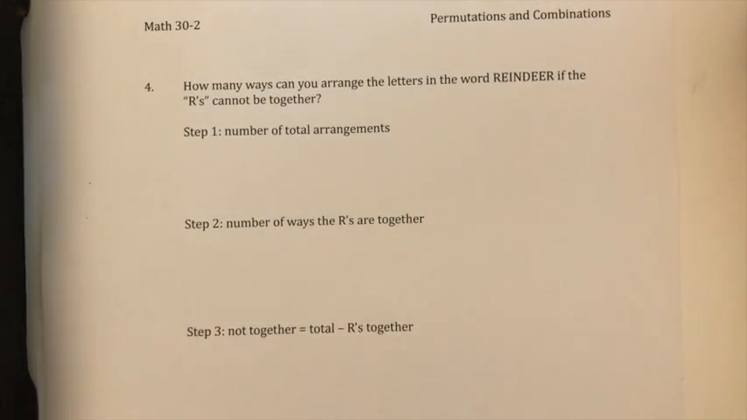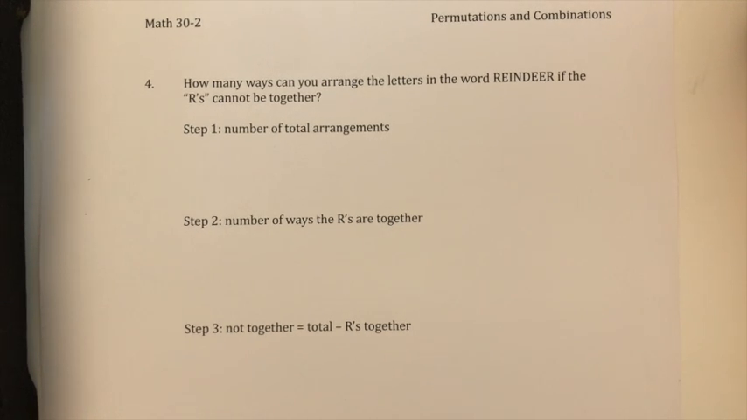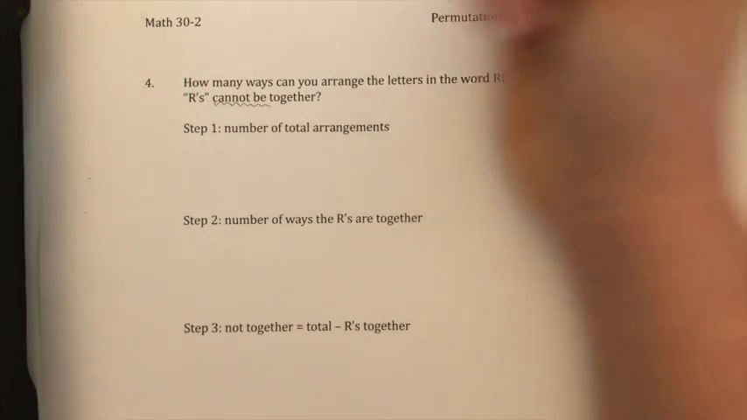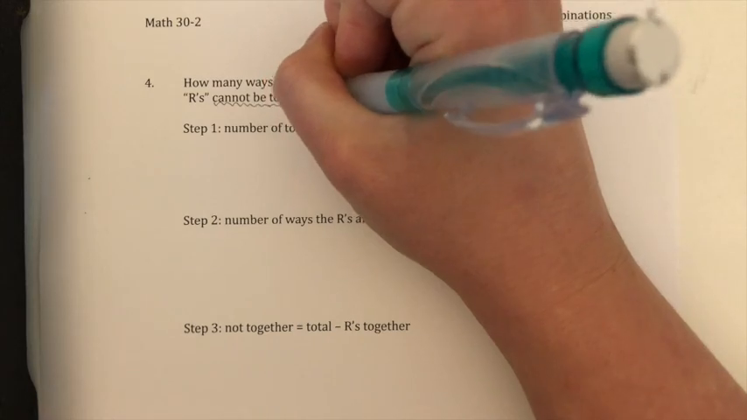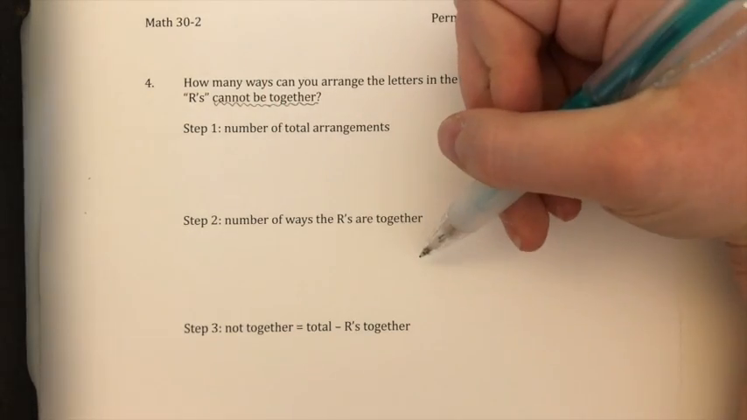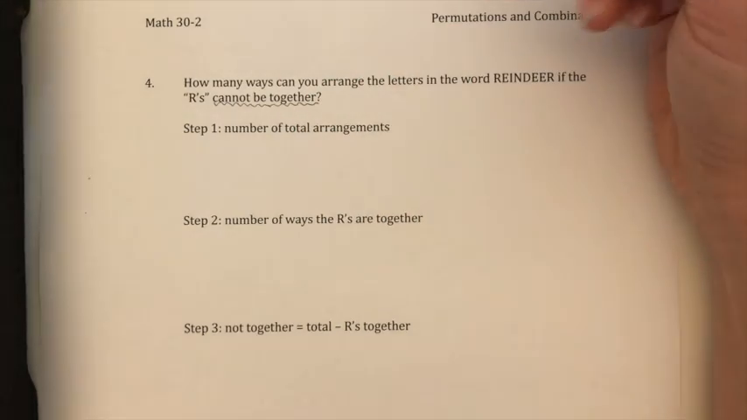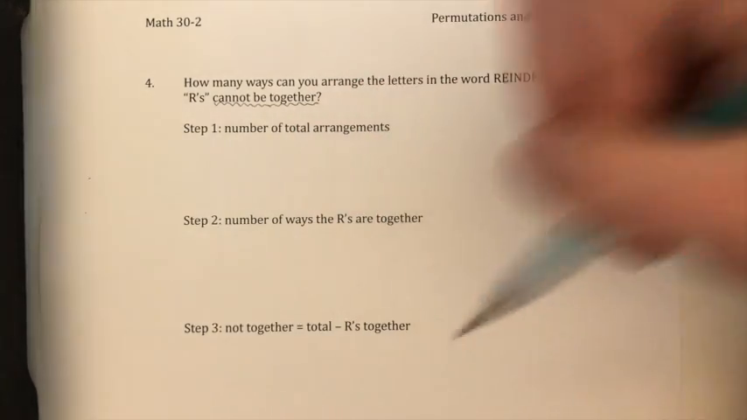Okay, how many ways can we arrange the letters in the word reindeer if the R's cannot be together? So anytime we have one of these "cannot be together" questions, the easiest way in my mind to do this, I've laid out in different steps. This is not always going to be here, the diploma will not give you these steps, but it's something that I find helpful to learn the strategy.